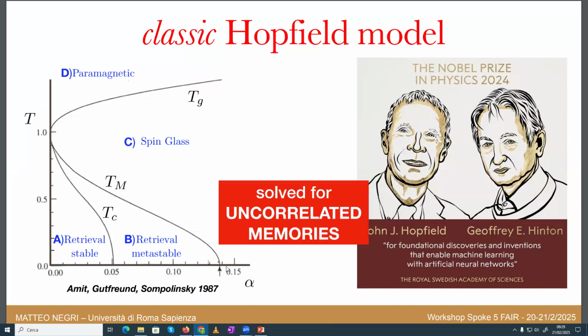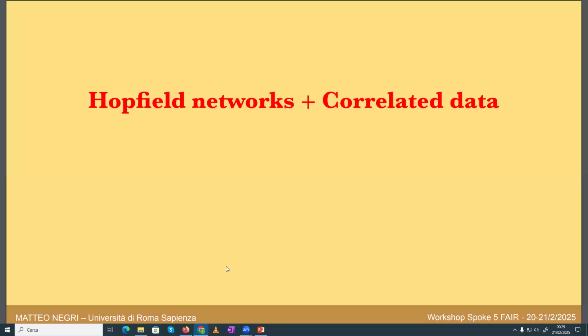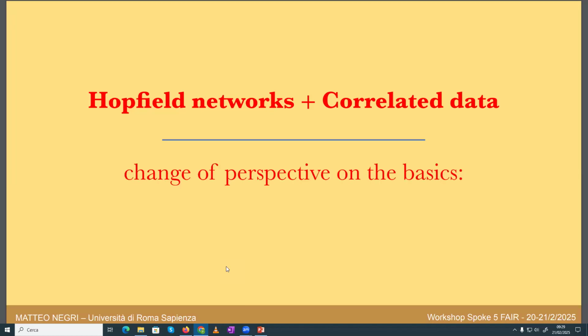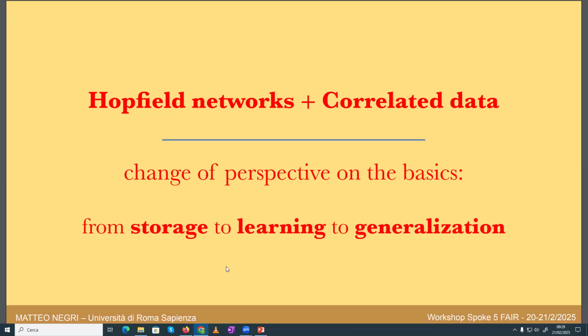But notably, this was solved in '87, but with uncorrelated memories. So again, this looks very promising, but it's actually very simple. You're just memorizing random noise, which is uninteresting. So my idea is, let's move this theory to correlated data and see what happens. And I will show you that this completely changes the perspective of an associative memory, because you can go from storage to actually learning to actual generalization.